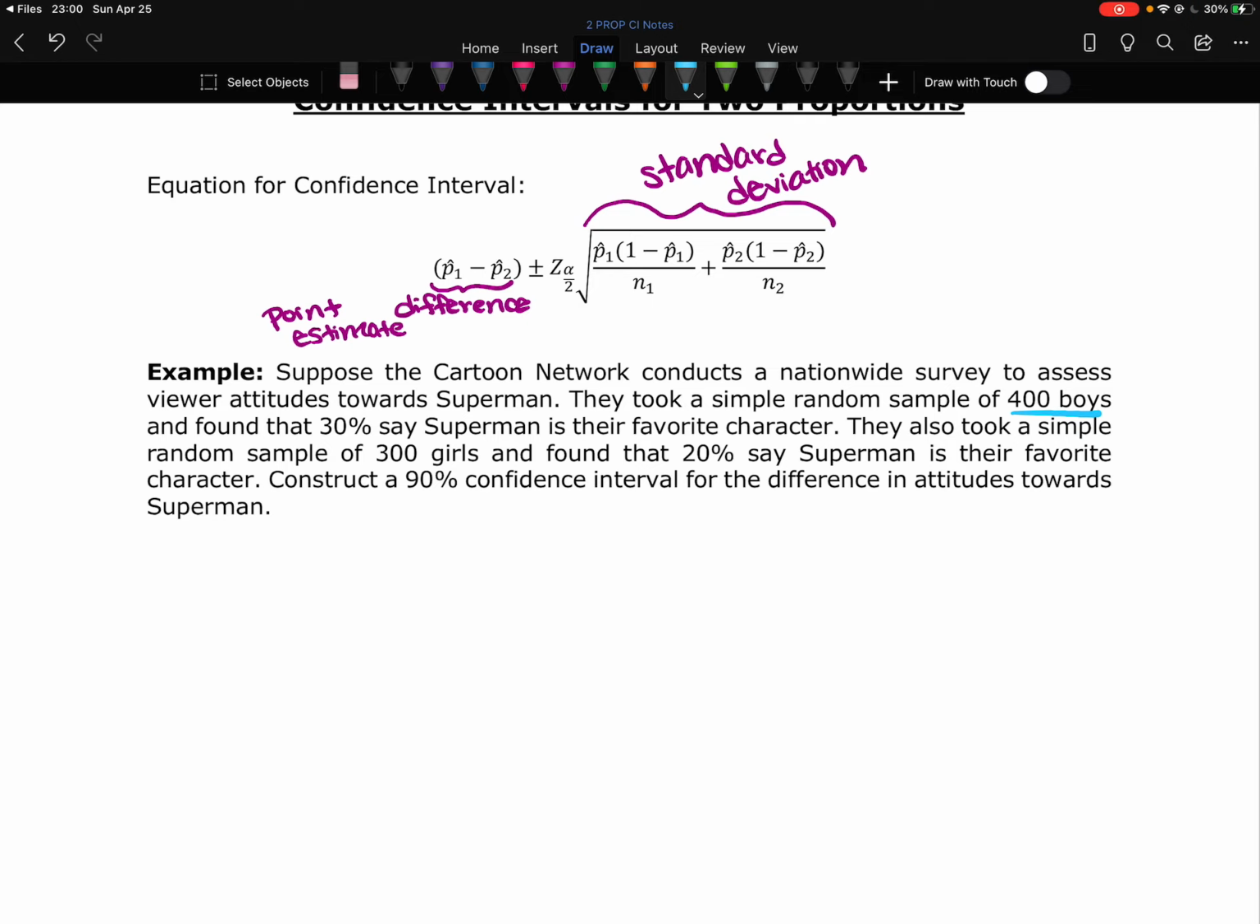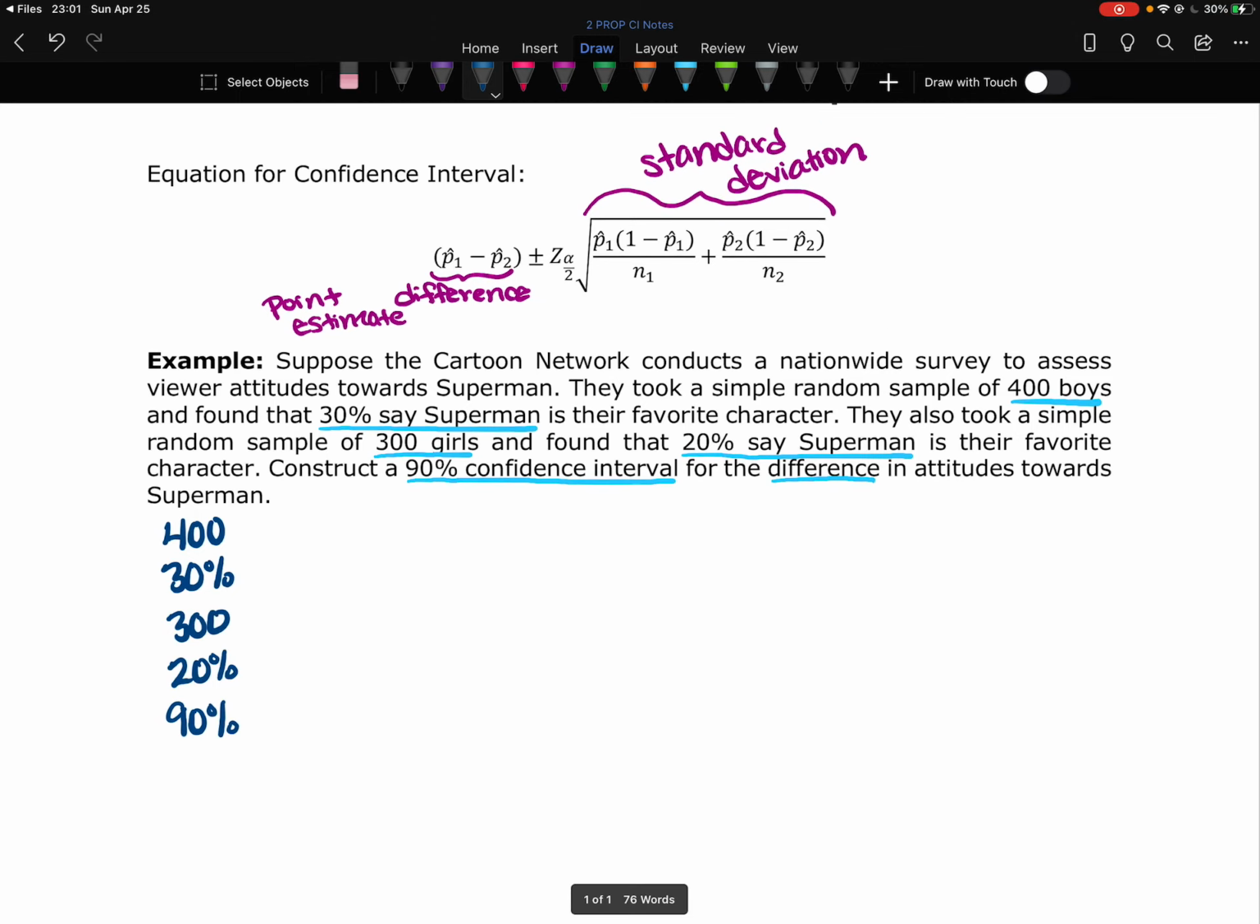So let's see, we looked at 400 boys and 30% picked Superman as their favorite. 300 girls, 20% picked Superman as their favorite. And we want to do a 90% confidence interval for the difference in these proportions. So I have 400, 30%, 300, 20%, and 90%.